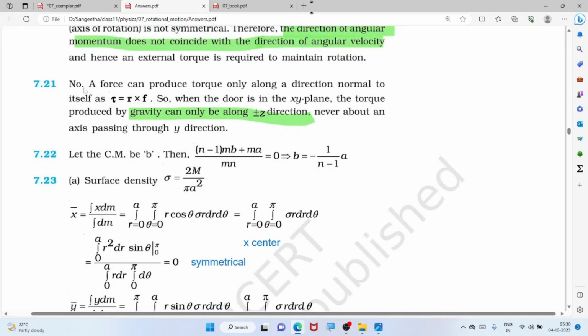No, a force can produce a torque only along the direction normal to itself. So when the door is in the xy plane, the torque produced by gravity can only be along the z and minus z direction, never about an axis passing through the y direction.